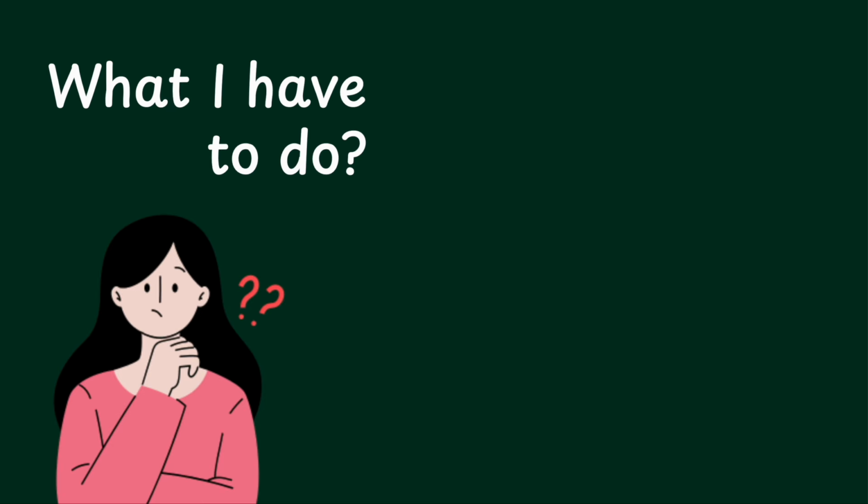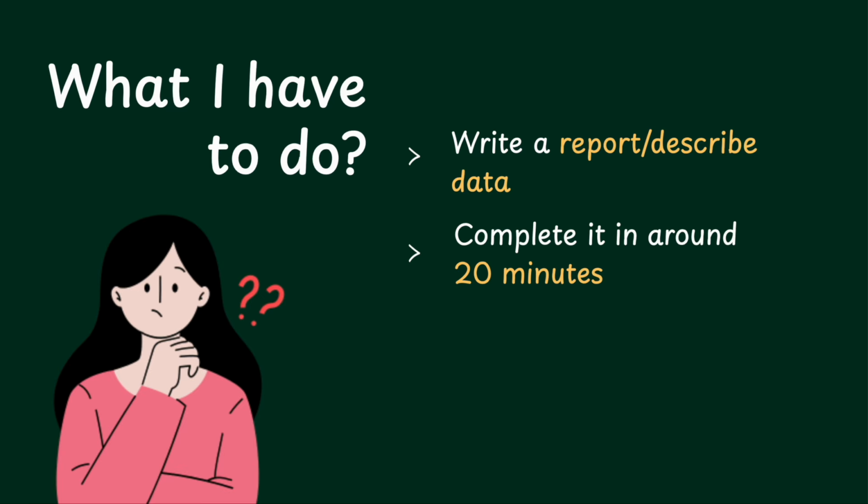In Writing Task 1, your job is to write a report describing data. You may be given a line graph, a table, or a pie chart, and you need to summarize the information. You should complete the task in about 20 minutes. In the IELTS writing test, you have 1 hour in total. So it's important to manage your time by spending around 20 minutes on task 1 and the remaining time on task 2. You also need to write at least 150 words.